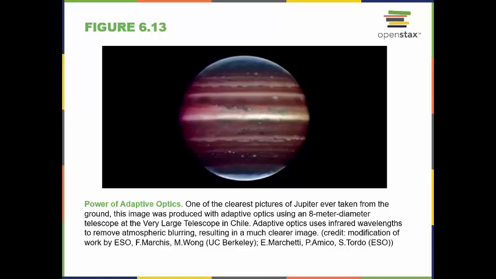One of the clearest pictures of Jupiter ever taken from the ground, this image was produced by adaptive optics using an 8-meter diameter telescope at the Very Large Telescope in Chile. The adaptive optics uses infrared wavelengths to remove the atmospheric blurring, resulting in a clearer image.